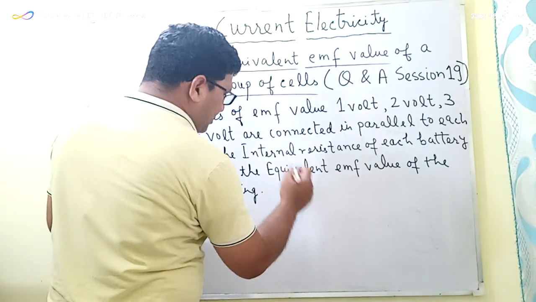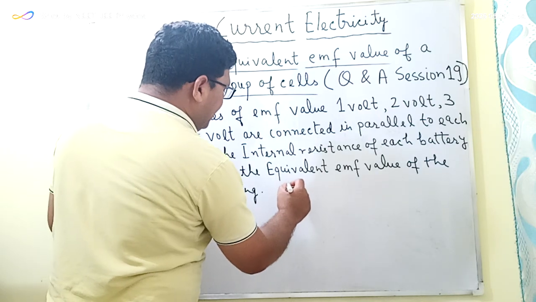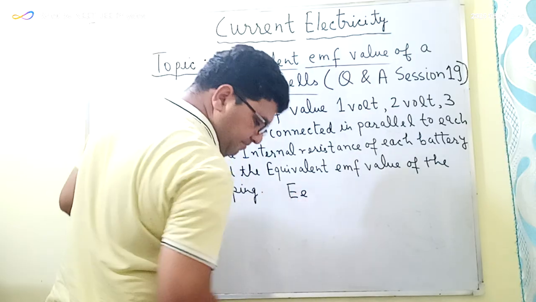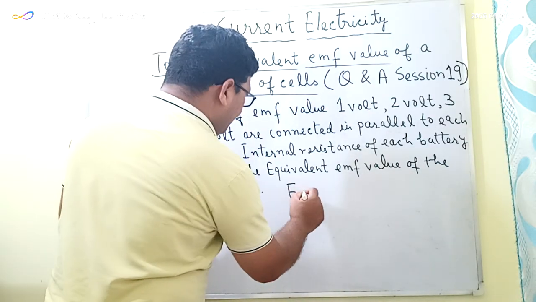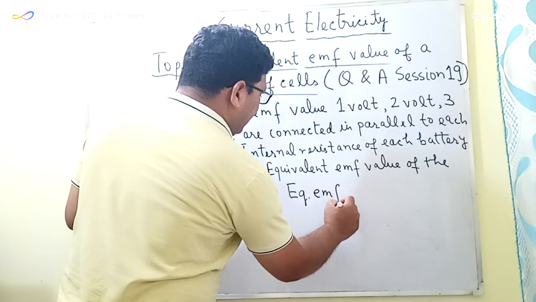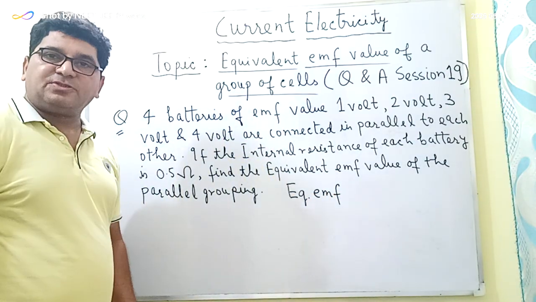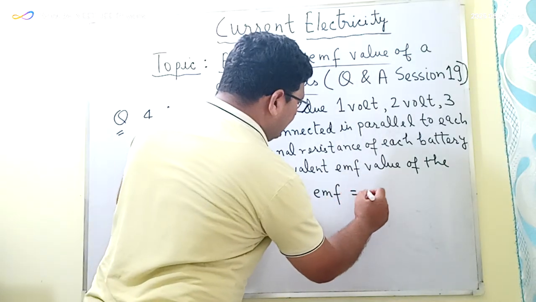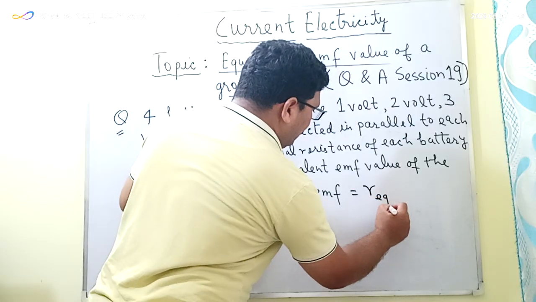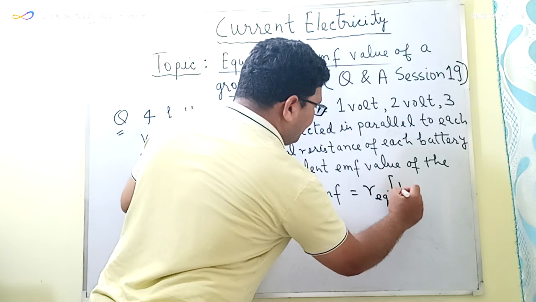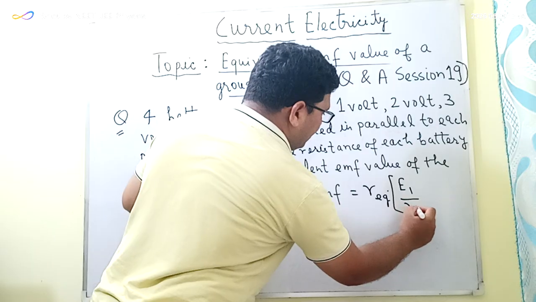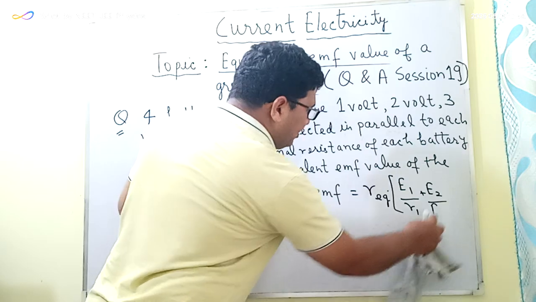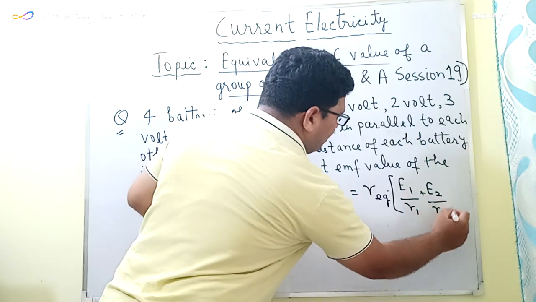In session number 18 we have learned that the equivalent EMF value in the case of parallel grouping of cells or batteries is equal to R equivalent multiplied by E1 divided by R1 plus E2 divided by R2 and so on.